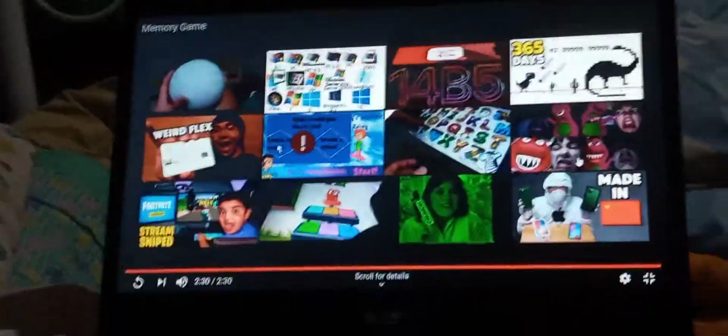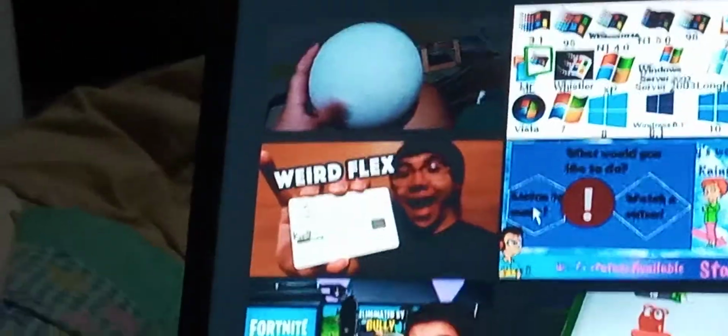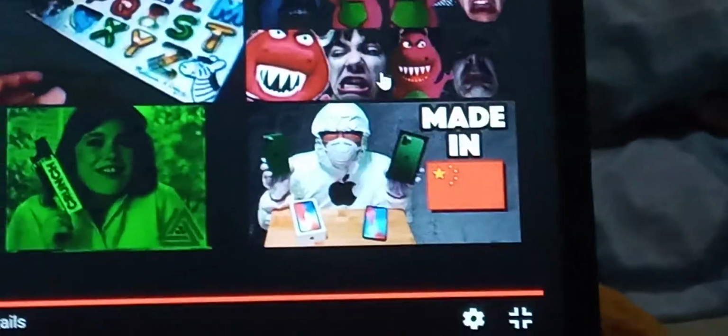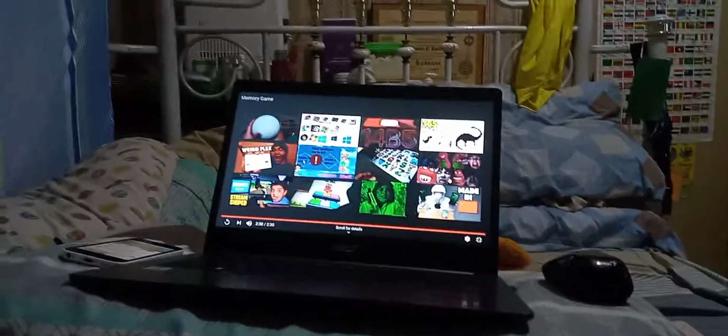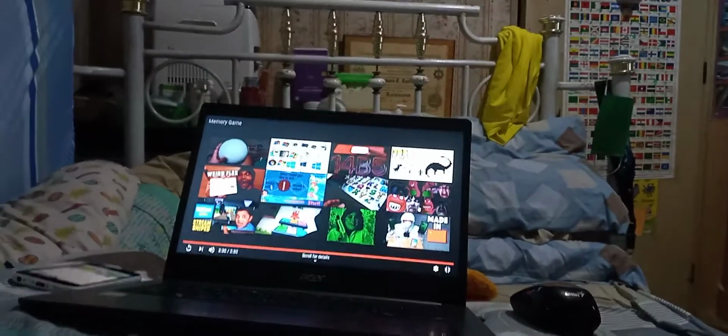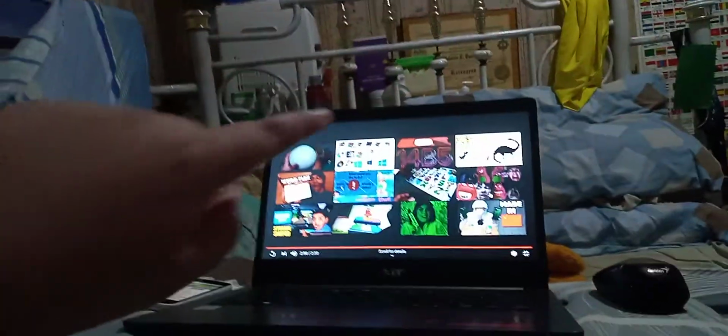Wait, look at this. The weird flex video is on the recommended tab, along with the moving on video made in China. Technically meaning that I usually watch Playing Rock 124 videos. Also, so there's a moon lamp, this window, so yeah.